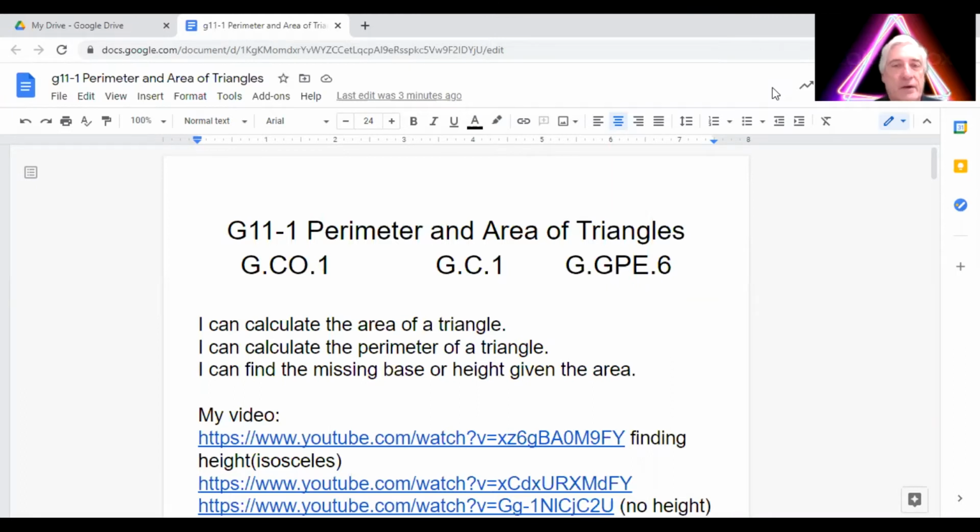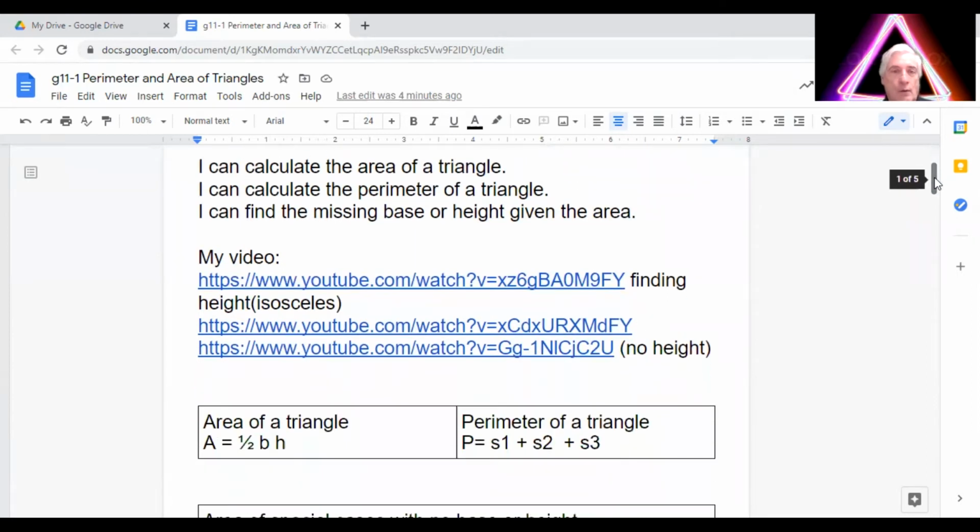This is perimeter and area of a triangle. The standards are G.CO.1, G.C.1, and G.GPE.6. We also find the area of a triangle in Algebra 1, Algebra 2, and we do it again in calculus, although in calculus our triangles are much more involved. I can calculate the area of a triangle, I can calculate the perimeter of a triangle, and I can find the missing base or missing height given the area of this triangle.